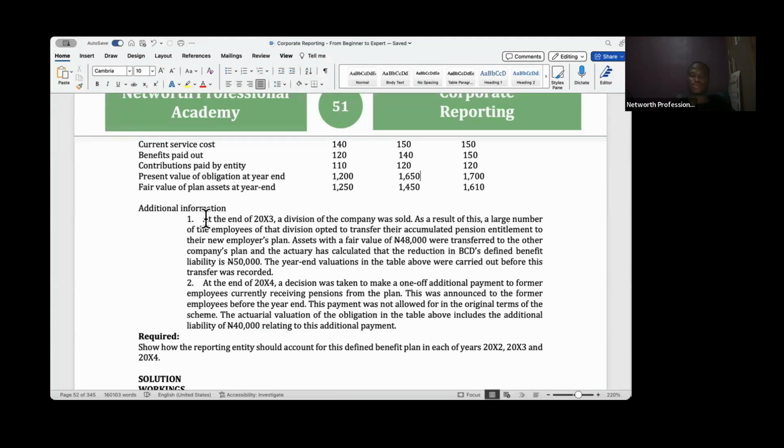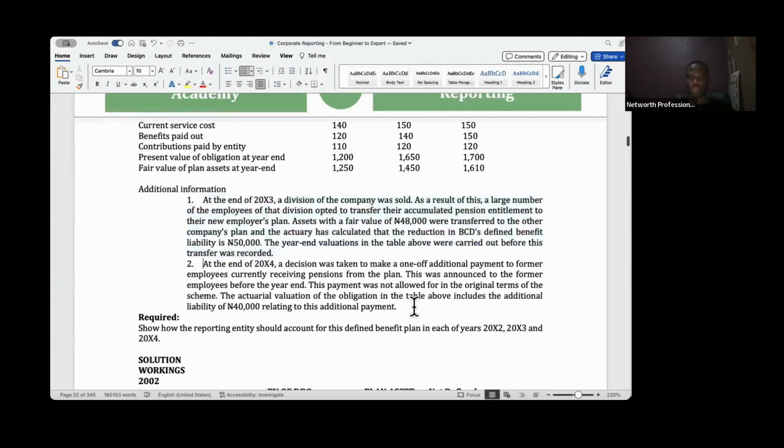Okay, that is that. Now, pay attention to this note two, because you will tell me what this is speaking to.